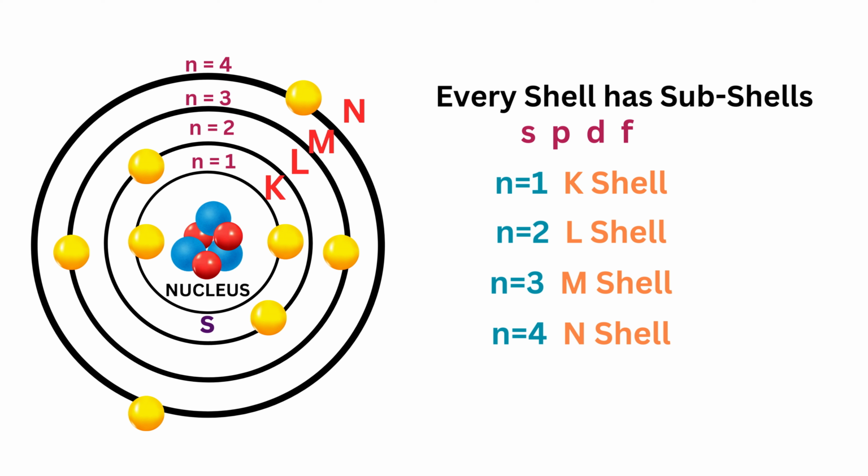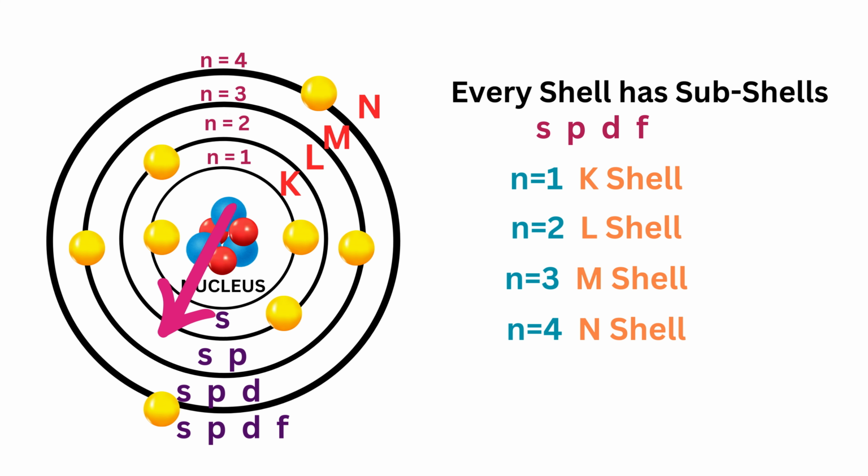The second shell has two subshells, s and p. The third shell has three subshells, s, p and d, while the fourth, N shell, has four subshells, s, p, d and f. The easiest trick to remember this: the first shell has one subshell, the second shell has two subshells, the third shell has three subshells, and the fourth has four subshells.